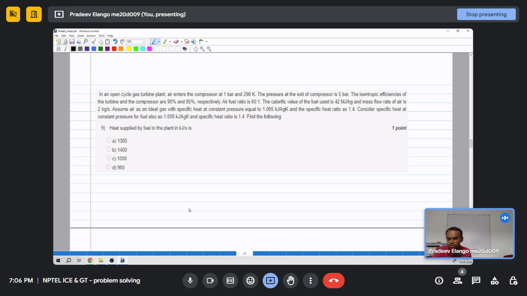Find the following. So we have to find what is the heat supplied by fuel to the plant. How can we find this? Air fuel ratio is given, flow rate of air is given, calorific value is given. How do we find the heat supplied by fuel?